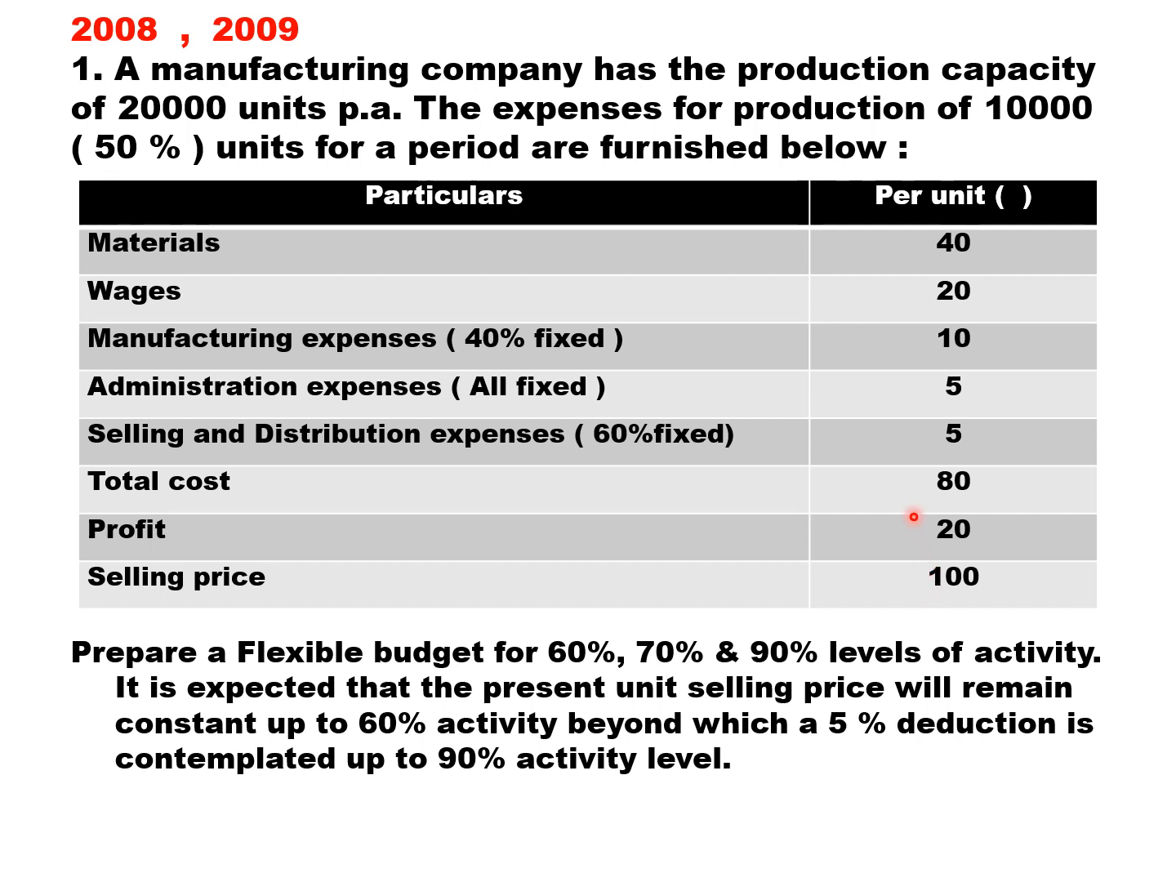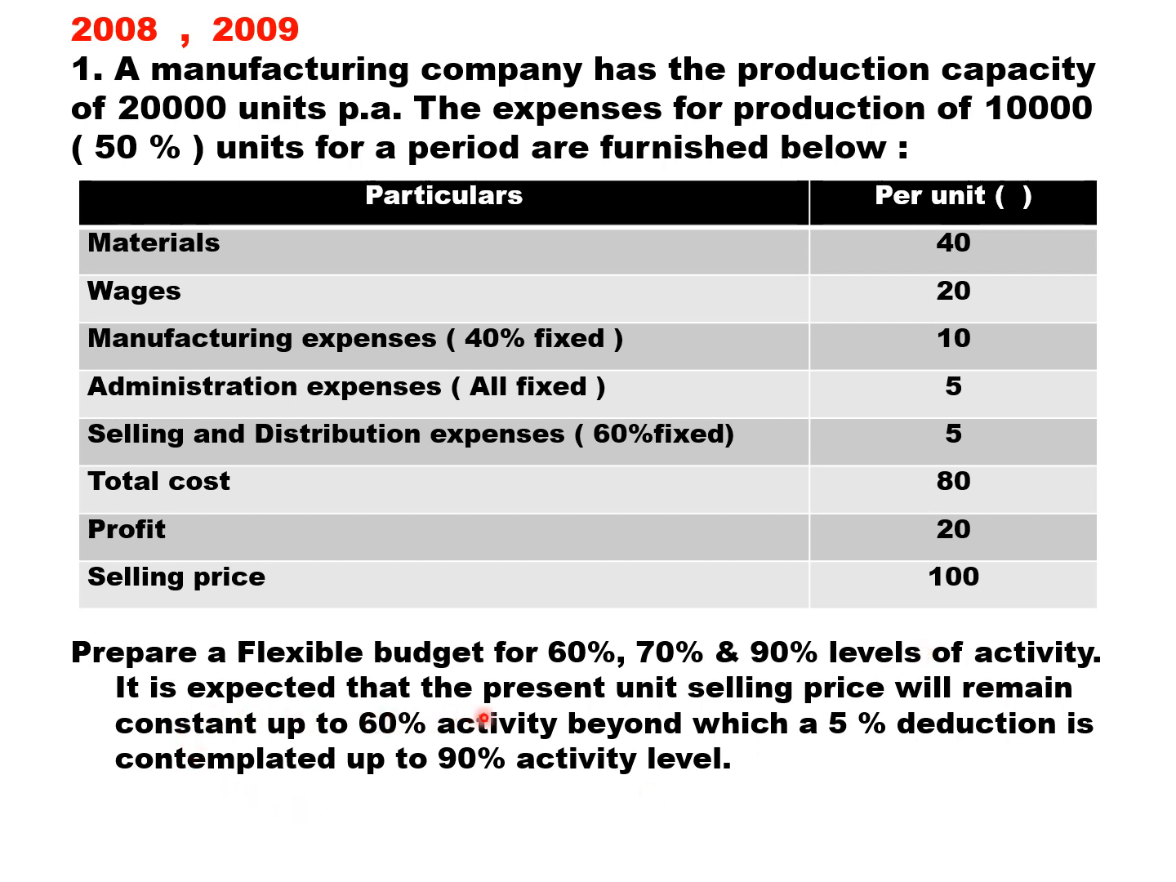So total cost plus profit is equal to selling price. 80 plus 20 is equal to 100. So 100 is called the selling price. Prepare a flexible budget for 60%, 70% and 90% levels of activity. The information given in the question is for 50%, and you need to prepare the budget for 60, 70 and 90%.